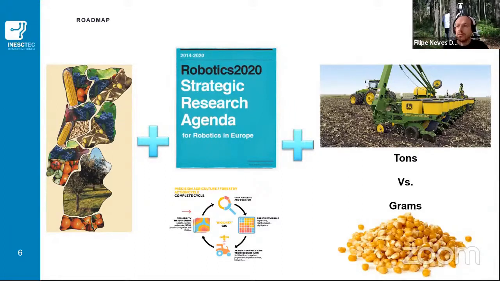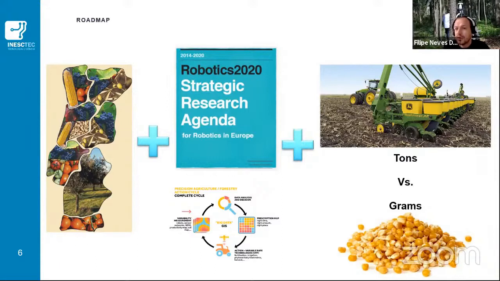And afterwards, we also looked at the strategic agenda for robotics. We also looked at the main trends for precision agriculture, that is the concept of measuring everything that we can, and afterwards using a decision support system to produce some kind of prescription map that can then be applied on the terrain. So it's to measure and apply the right quantity in the right place and the right amount of product on the field.